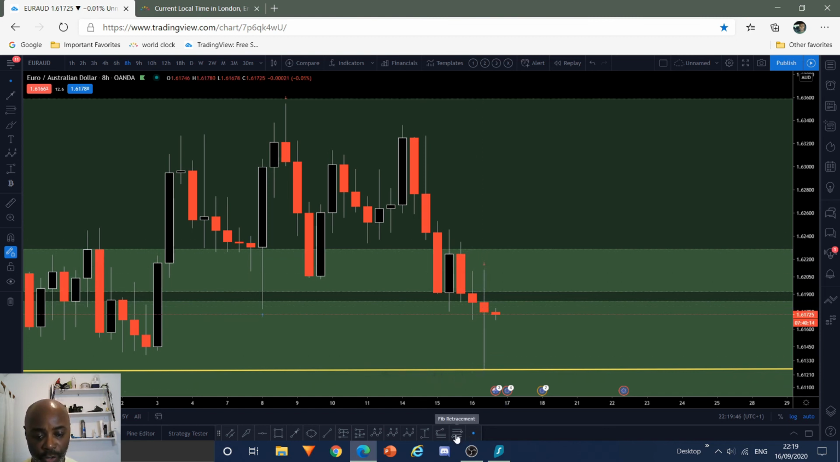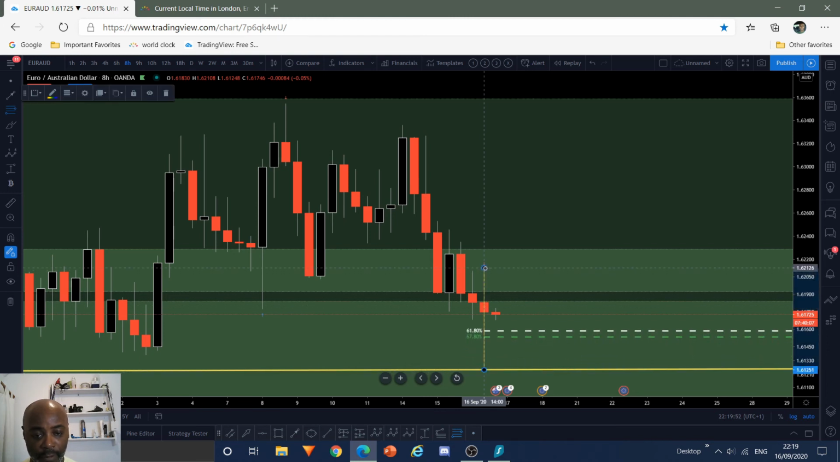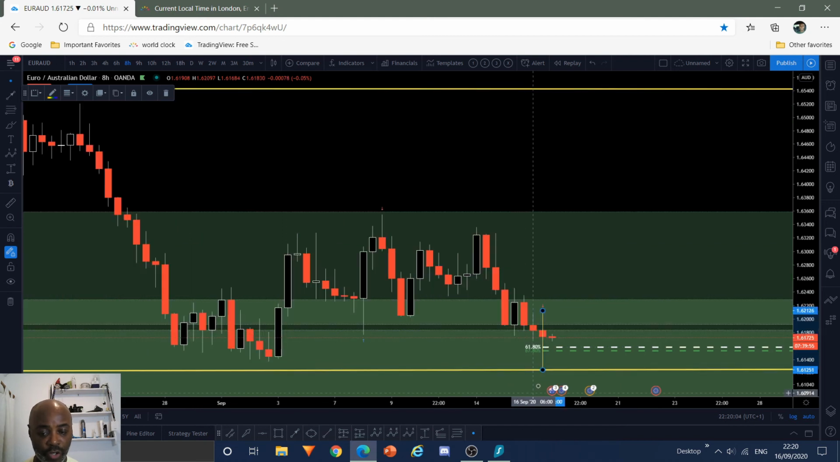So what I'm going to do, I'm going to get my fib retracement. I'm going to take a fib retracement of that bar. Okay, so all I've done is gone from the bottom, the low of the bar to the high of the bar, and that's given me a 618, and that's where I'm going to place my entry, guys. So I'm going to place my entry there with a stop below the lows.